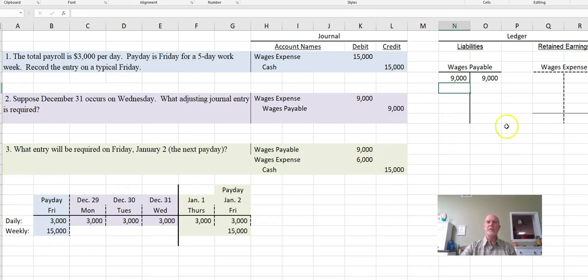And then the rest of the debit, $6,000, goes to wages expense, and that represents the first 2 days of the new year. So wages expense, which was set back to 0, is now starting to accumulate wages for the new year. So that's how the adjusting entry at the end of the year related to wages is recorded, and then we would take care of the split between wages payable and wages expense at the next payday.